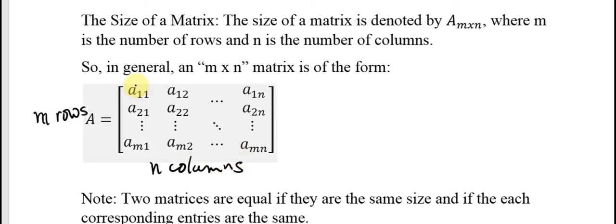So we have the number of columns, there are N, and then the number of rows, M. We say that two matrices are equal if they have the same size, and if each corresponding entries are the same. Otherwise, the matrices are not equal.